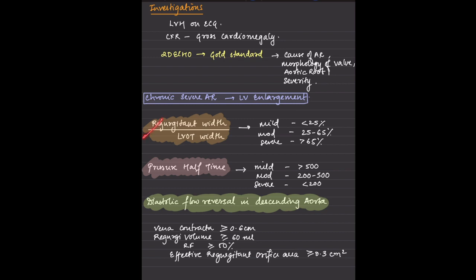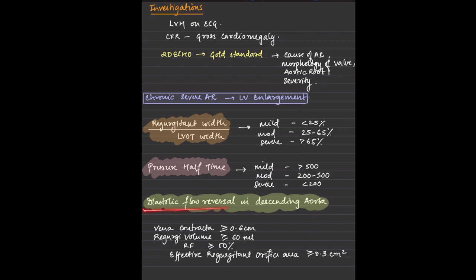There are certain indexes that could be helpful for us to determine whether it is mild, moderate, or severe. So the regurgitant width upon the LVOT width: mild, moderate, severe is less than 25%, 25 to 65%, more than 65%. And coming to the pressure half time, mild, moderate, severe: more than 500, 200 to 500, and then it should be less than 200, right?